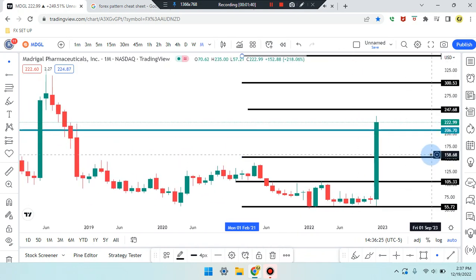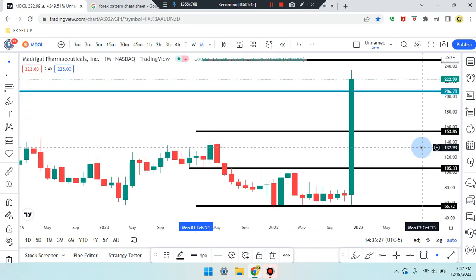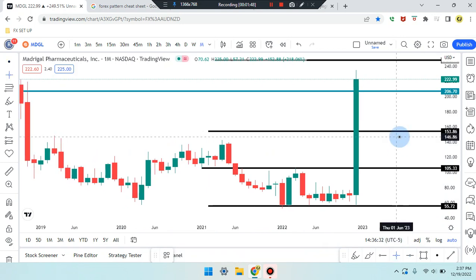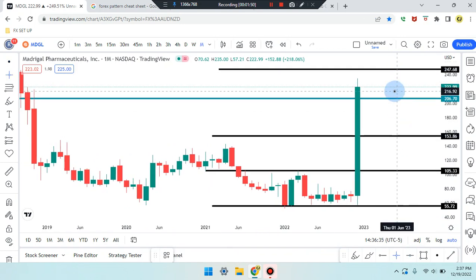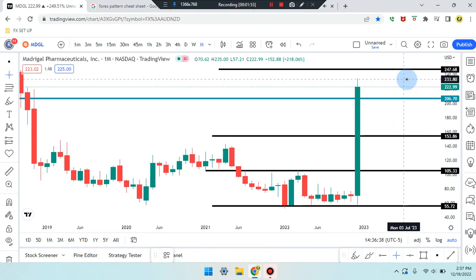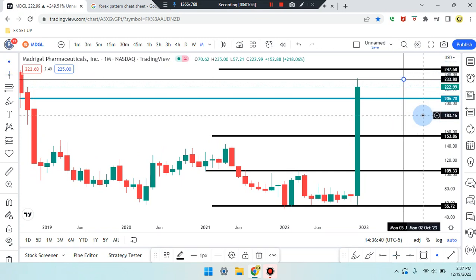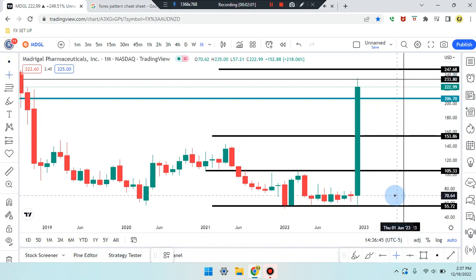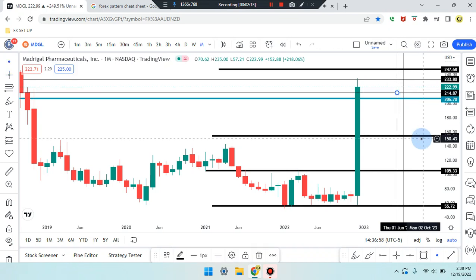So price action on the monthly time frame is currently at 222.99. If price works its way up, it can head to that resistance line at 247.68. Before tagging that line, it can tag the midpoint of that area at 233.80. If price decides to turn around, reverse, or just come back to retest before it pushes back up further, price action can head down to that support line at 206.70. And before tagging that, it can tag the numbers of around 214.87.